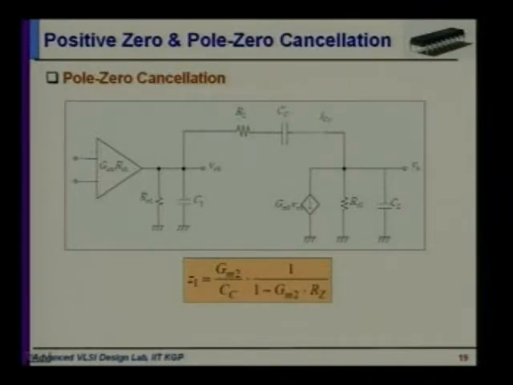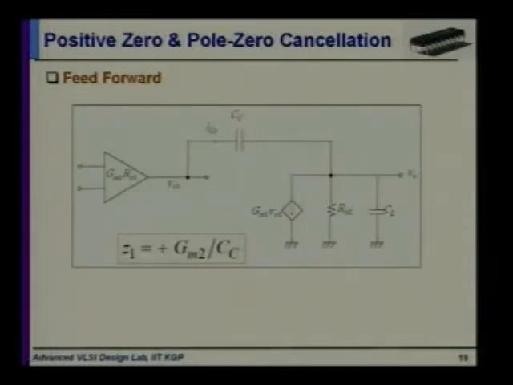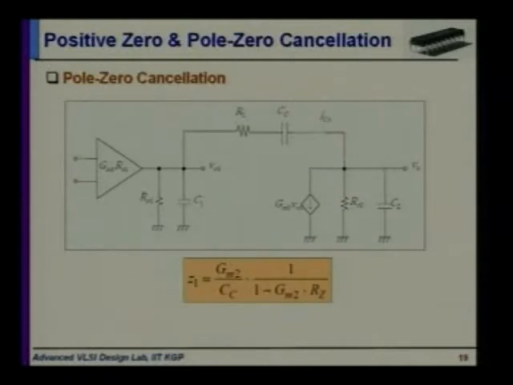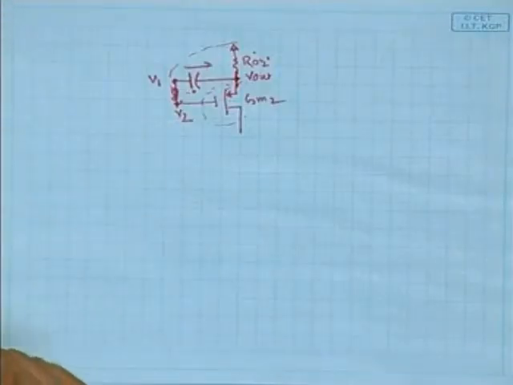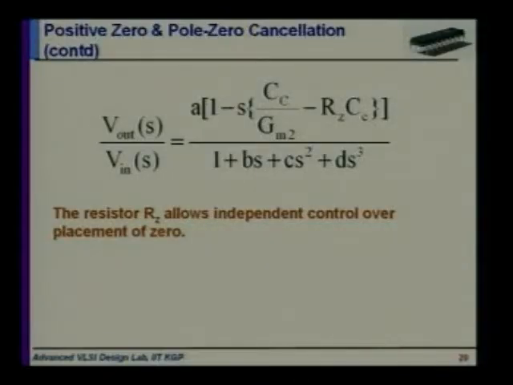Here, the addition of simply a nulling resistor, that is Rz, in series with this compensation capacitor. We have to choose the nulling resistor in such a way that, if we analyze the node equations of the circuit, it will finally give a transfer function of this type. B, C, D are some coefficients formed from the components R1, R2, and so on.